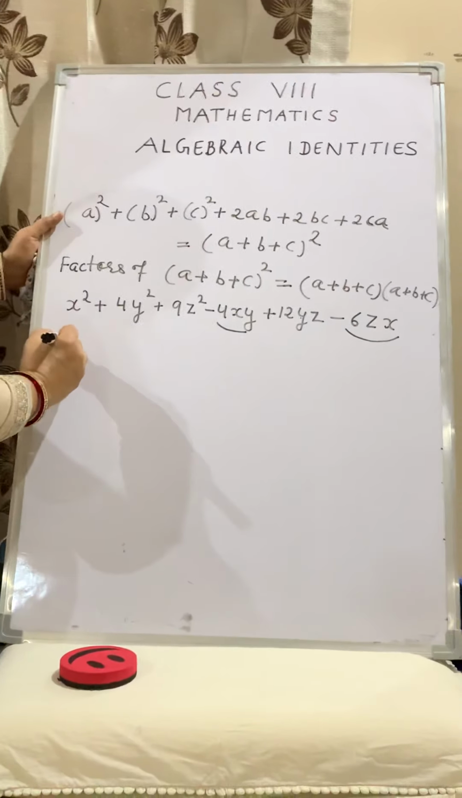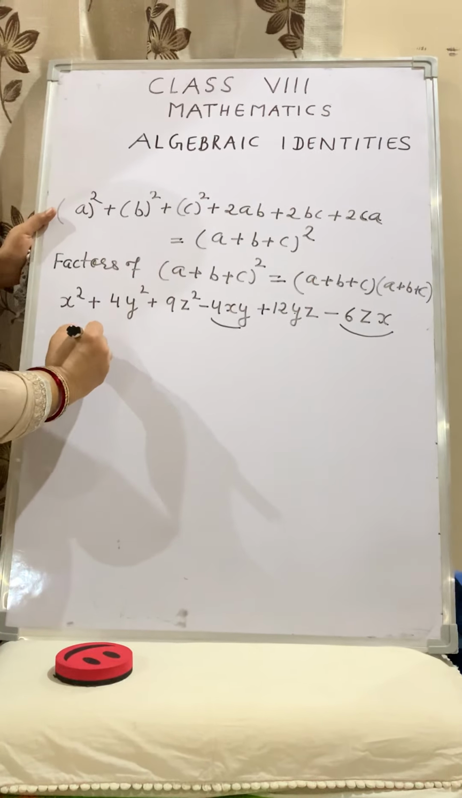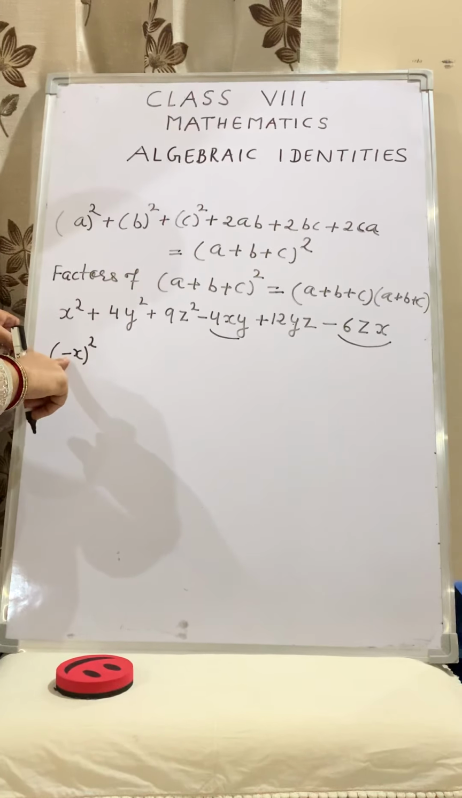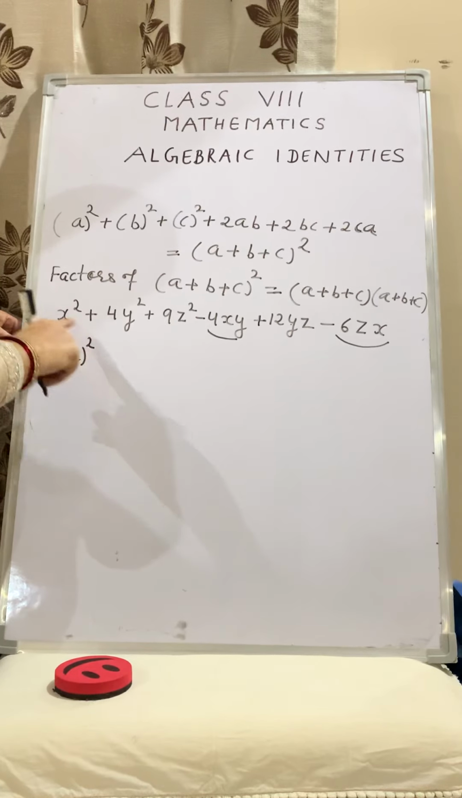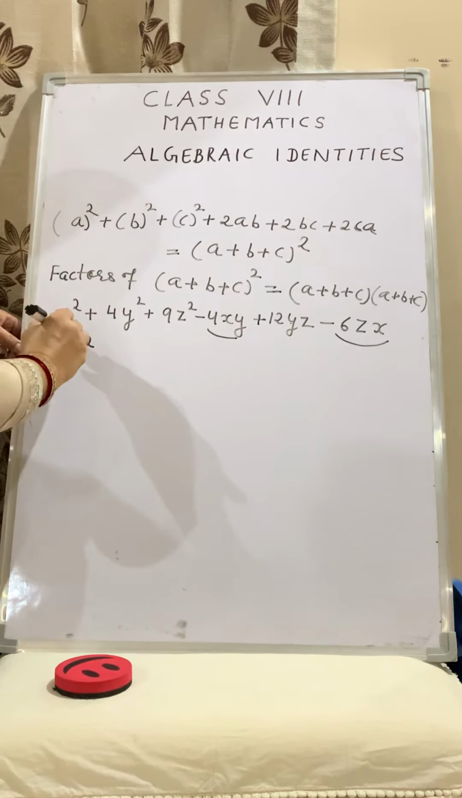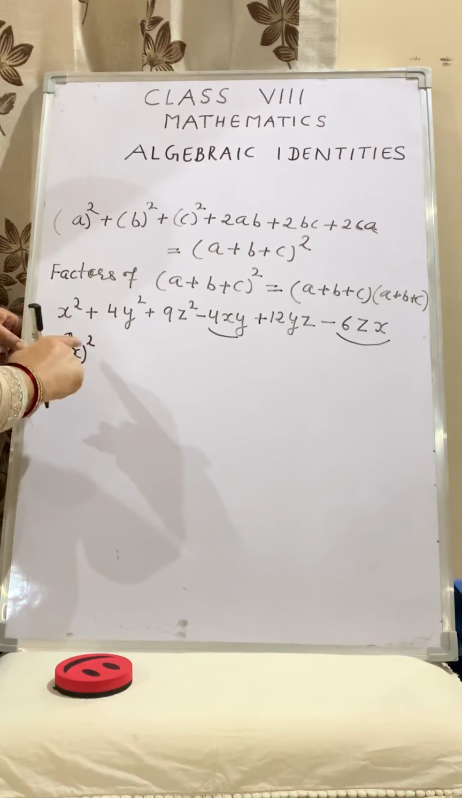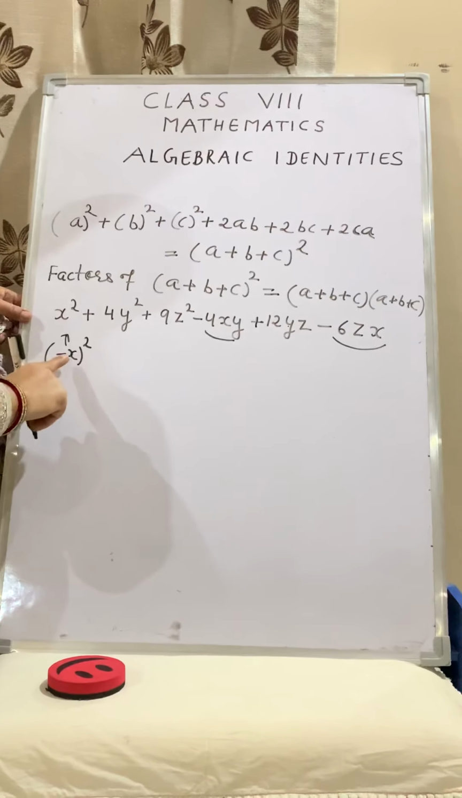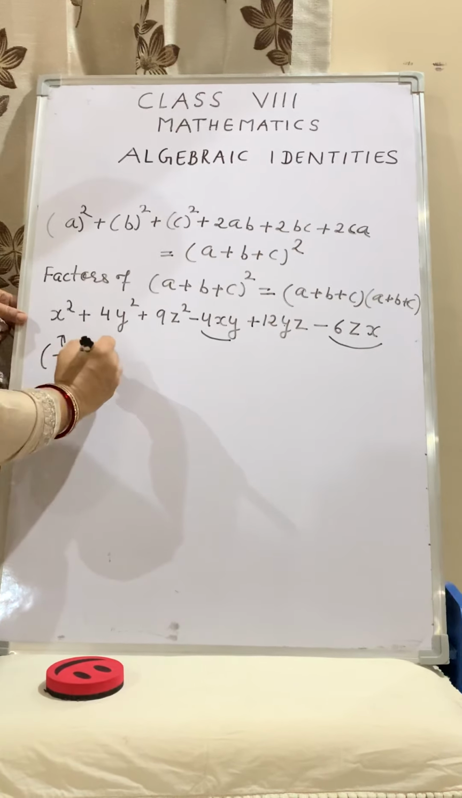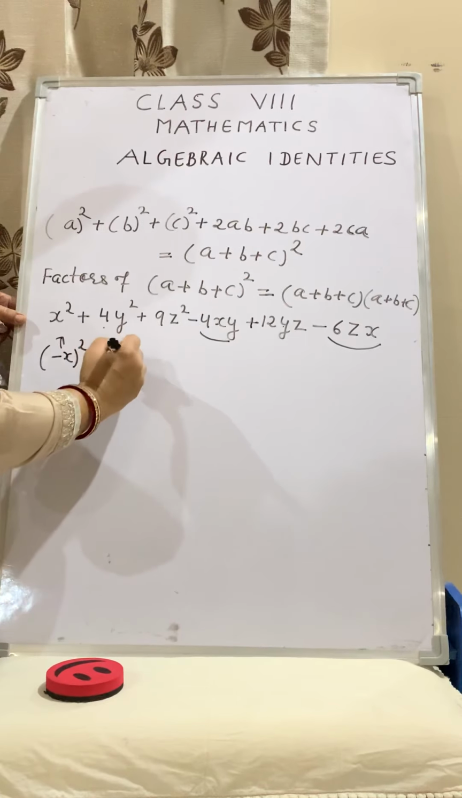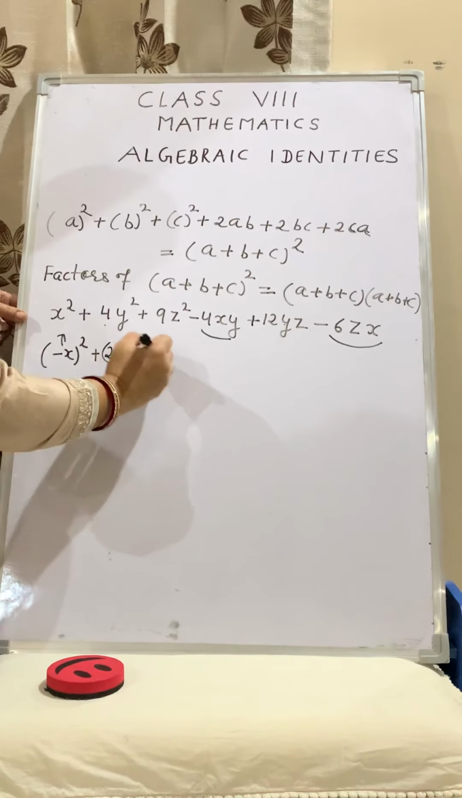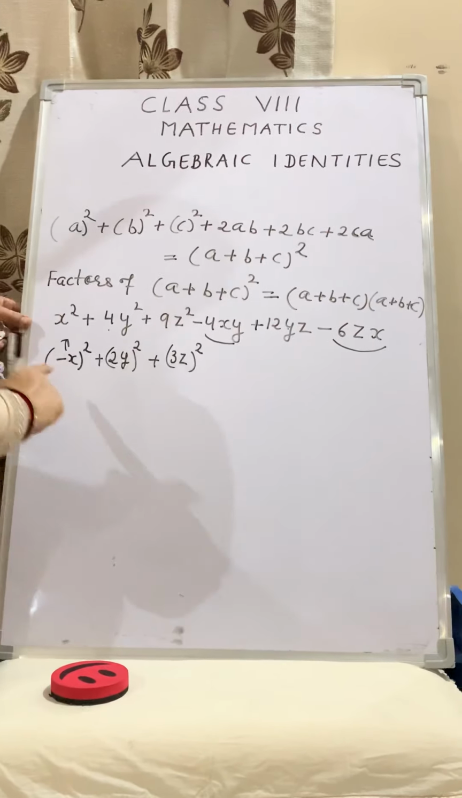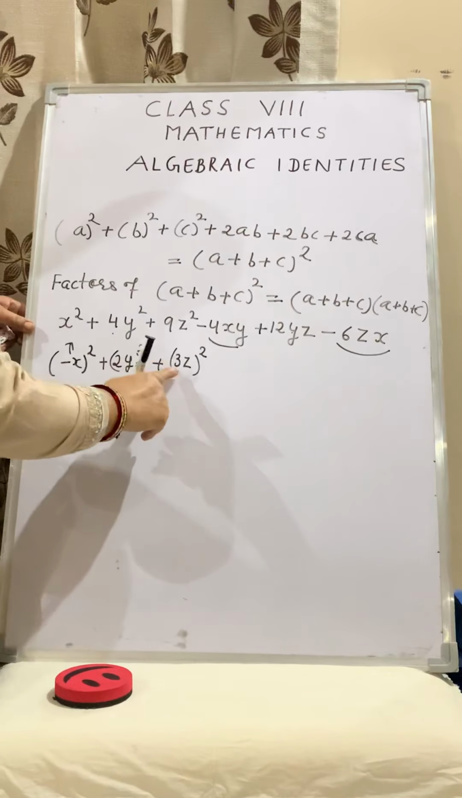How will we write? It is the first. We will write the negative sign in bracket. When we solve it, minus square is also plus. Solution of minus x whole square is x square. Then we have to write minus x whole square plus, it is the second, 2y whole square. It is the third, 3z whole square. It is the first, it is the second, it is the third.